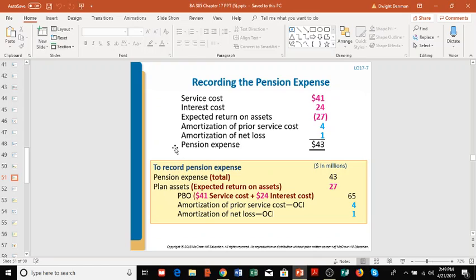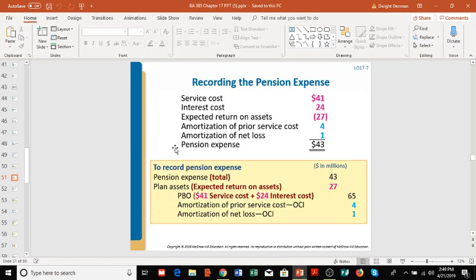And so to record our pension expense, of course, our bottom line number of 43 million is top there. And then our expected return on assets is also a debit. Notice we use expected return, not actual. So that's a debit.